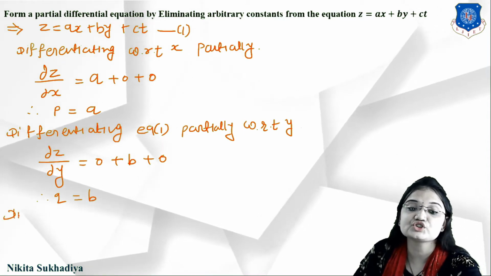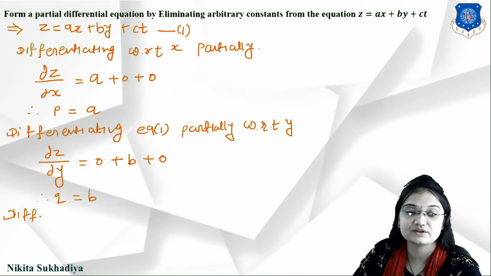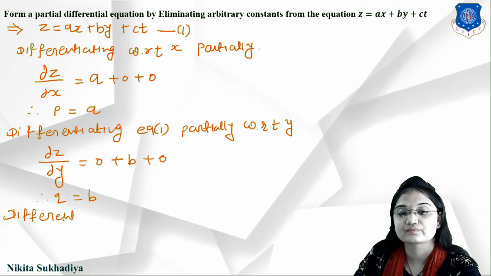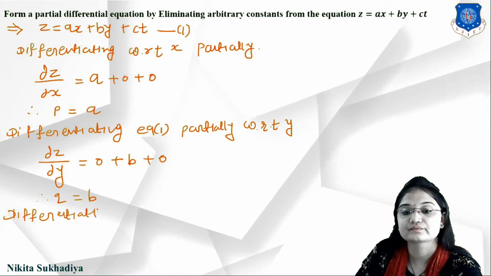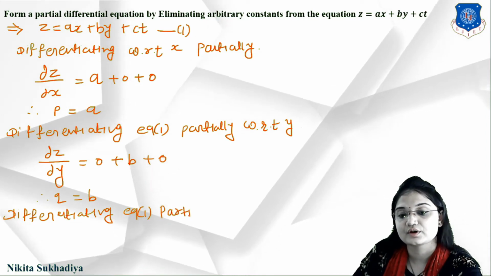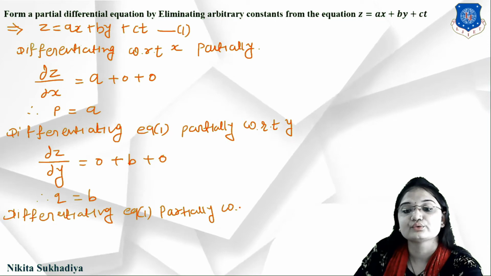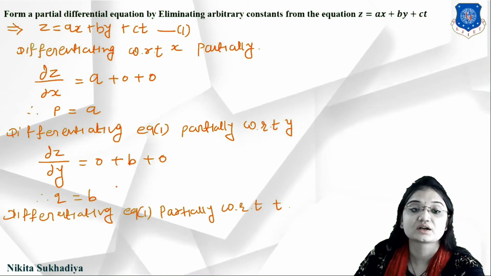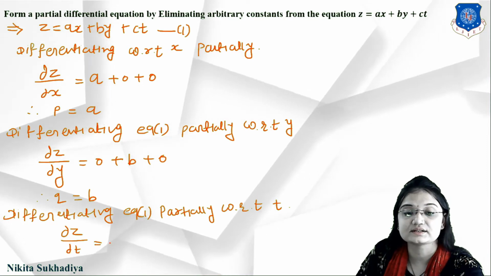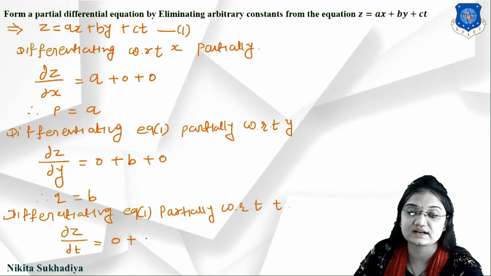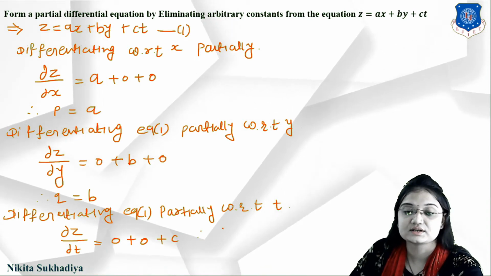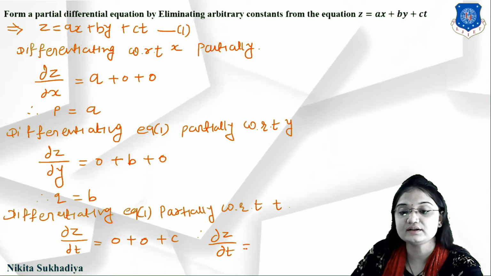Now third, differentiating to eliminate c, differentiating equation number 1 partially with respect to t. So our equation number 1 will become del z by del t is equal to, in the first case 0 plus, in the second case 0, and in the third case this will become c. Okay, so we can put c is equal to del z by del t.